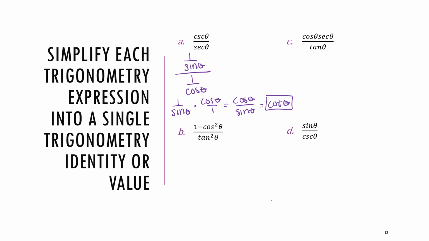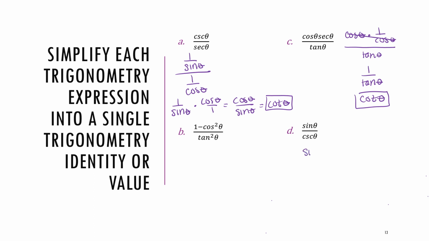Okay, cosine theta times 1 over cosine theta over tangent. I'm just going to leave tangent alone for right now. I'm going to simplify the numerator. These cancel, and I get 1 over tangent theta. If you look at your reciprocal identities, that gives you cotangent theta. Now, you may not have worked that one out exactly like I did. It doesn't mean you're wrong. So if you got cotangent theta because you got sine over cosine in your denominator and you flipped it, you're correct too. That's not wrong.